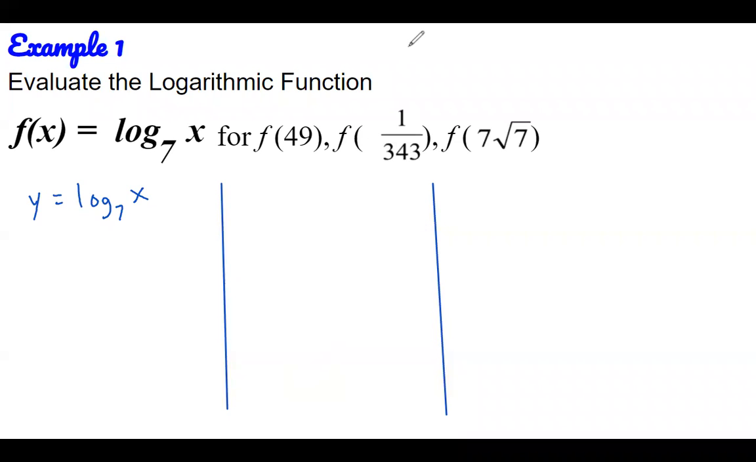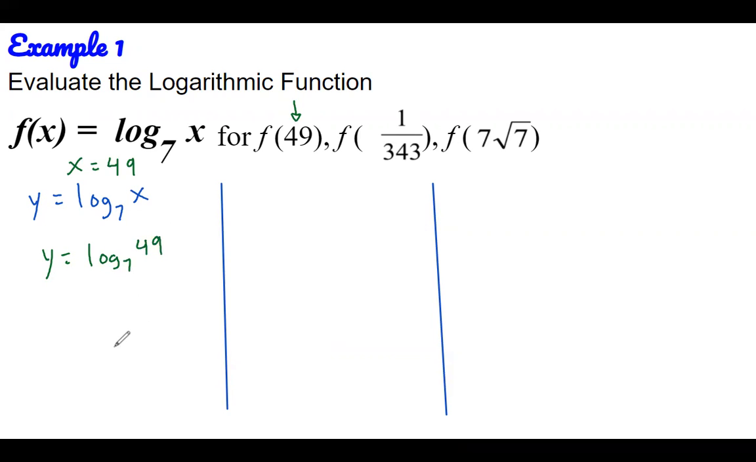Which one is our first value that we're substituting for? 49. So we have to make x equal to 49. So therefore, where do I substitute it, in y or in x? In x. So we have y equals log base 7 of 49.